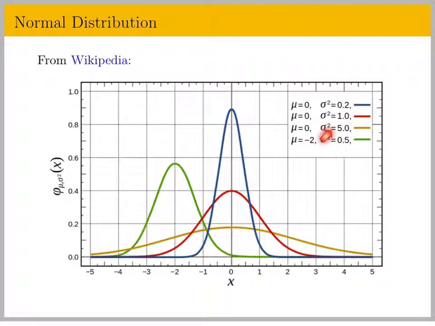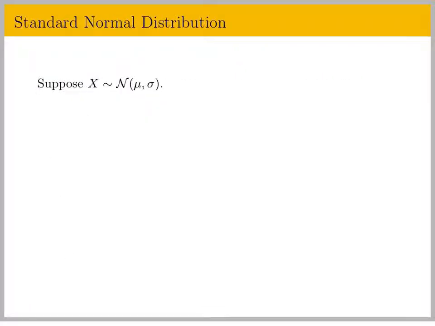This yellow or gold, whatever you call it, has an even larger variance, which is why it's more spread out than the blue or the red. And then the green has a variance of 0.5, which is somewhere in between the blue and the red, but it also is shifted. It has a locational shift, and it has a mean here of -2, which is why the center is found right there. So some nice examples of normal distributions.